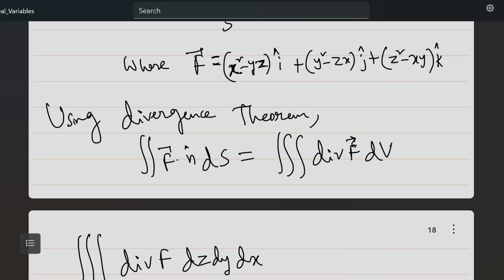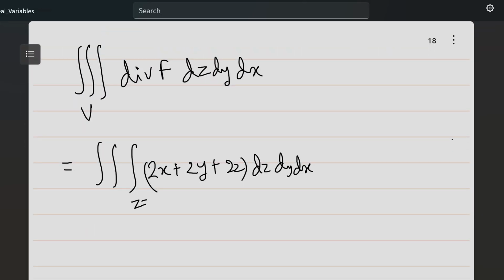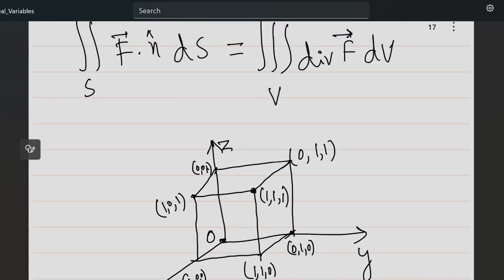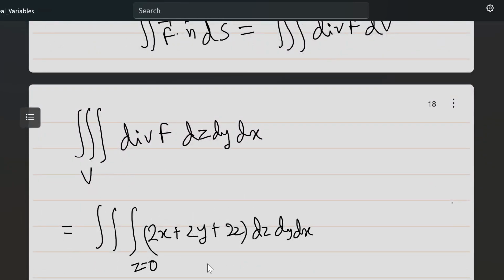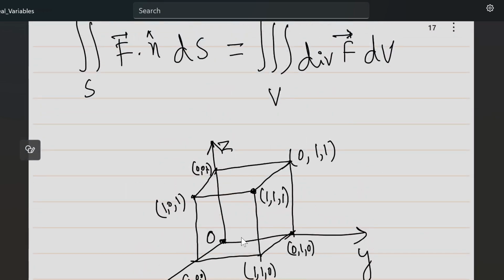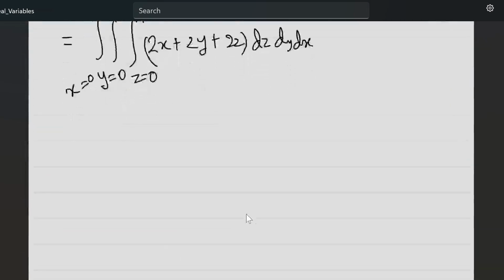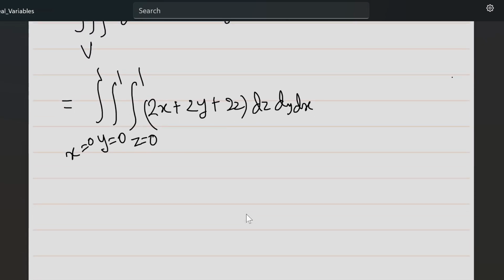Now tell me the limits of x, y, and z. That is the most important part. What are the limits of x, y, and z from this figure? Z varies from 0 to 1, y varies from 0 to 1, and x also varies from 0 to 1, because this is a closed cube. That's it. Correct. So finding this integral is very easy.